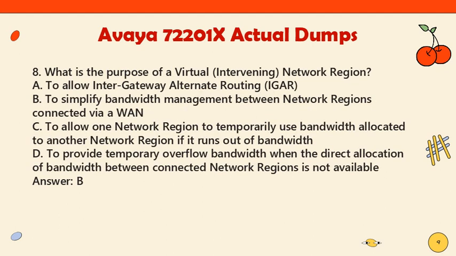8. What is the purpose of a virtual, intervening, network region? A. To allow inter-gateway alternate routing, IGAR. B. To simplify bandwidth management between network regions connected via a WAN. C. To allow one network region to temporarily use bandwidth allocated to another network region if it runs out of bandwidth. D. To provide temporary overflow bandwidth when the direct allocation of bandwidth between connected network regions is not available. Answer. B.